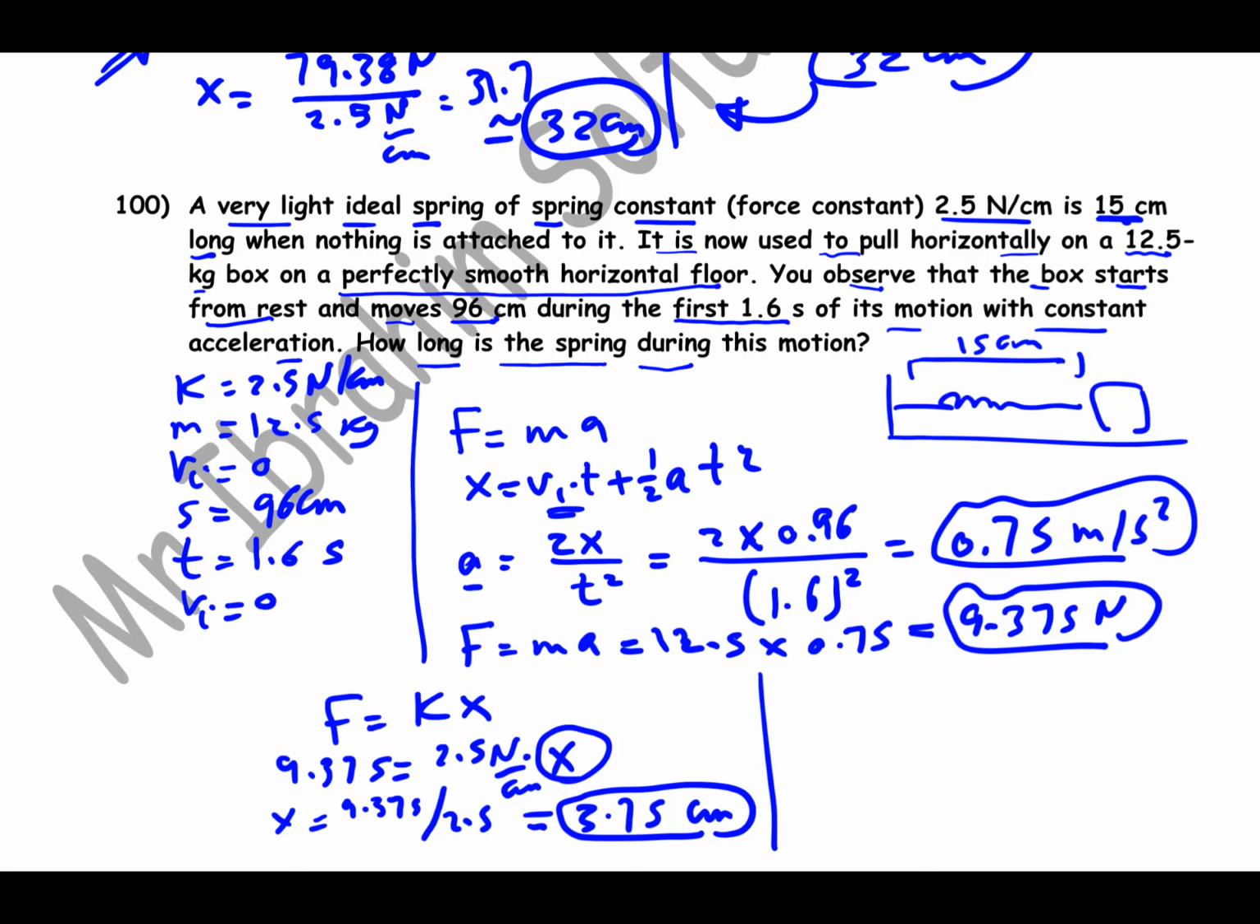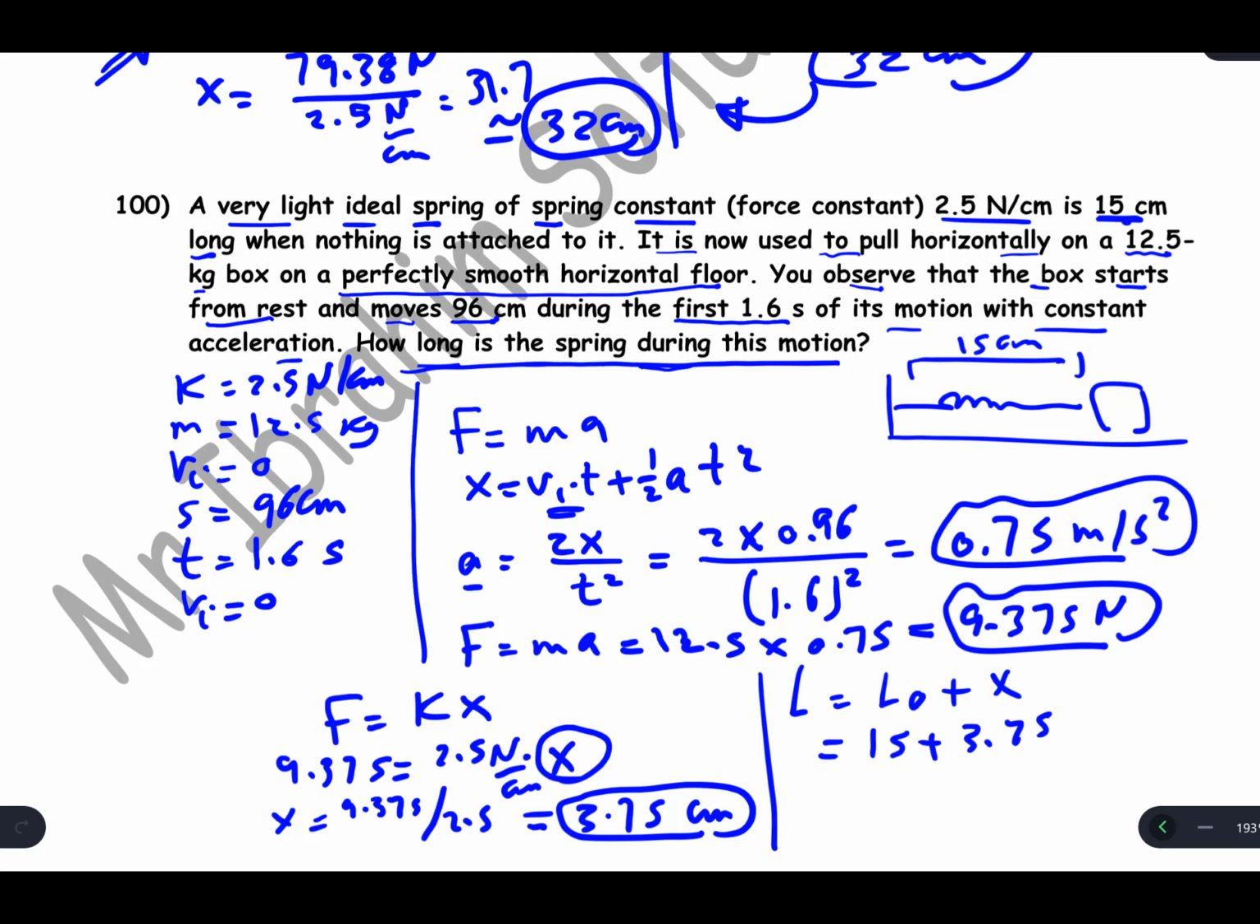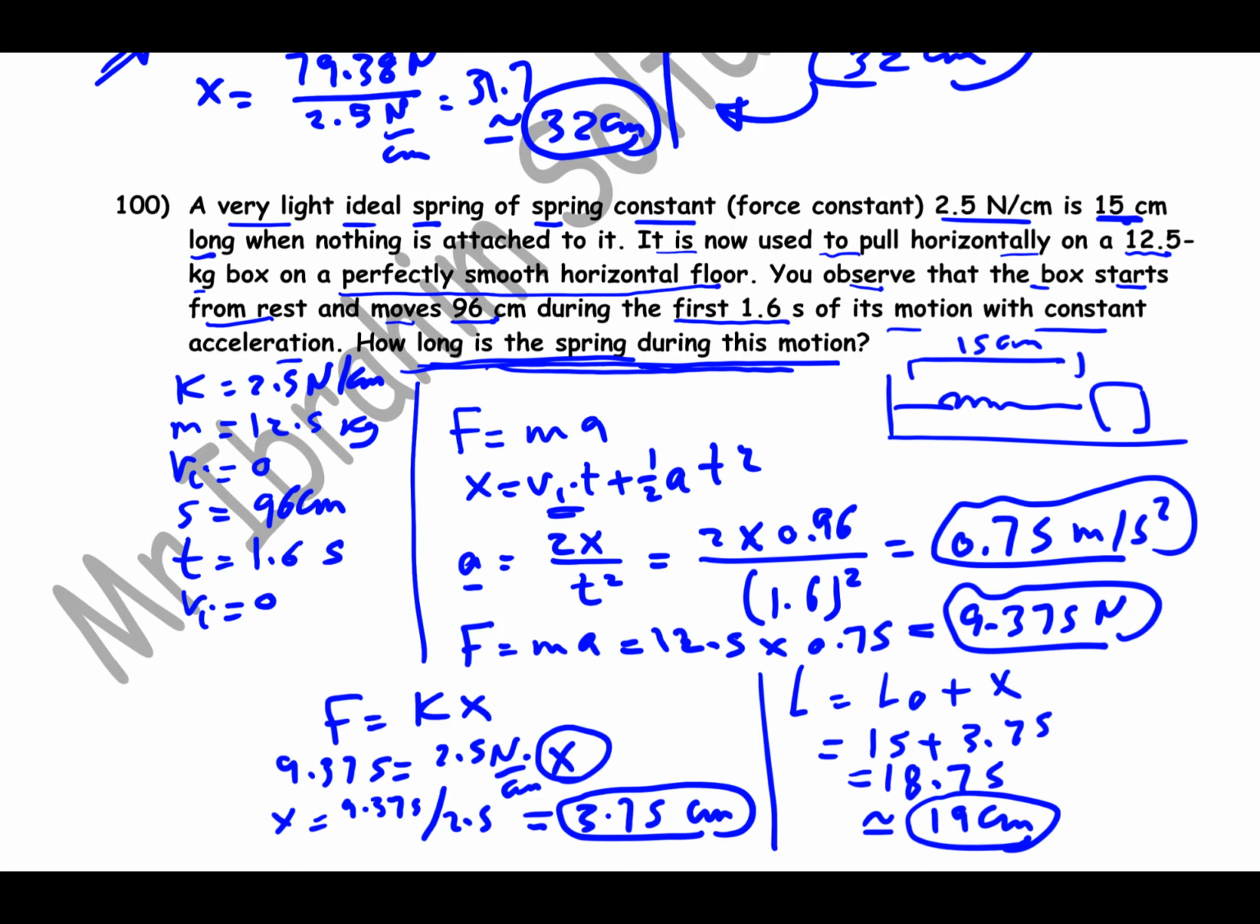What about the original length? He needs how long the spring is during the motion. So the length equals the old length plus x. So 15 plus 3.75 equals 18.75, approximately 19 centimeters. This is the length, or how long the spring is during this motion. So we finished the problems that we have in chapter 5.